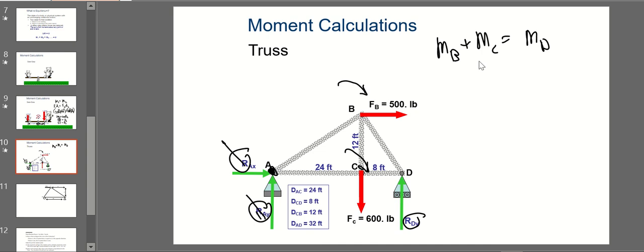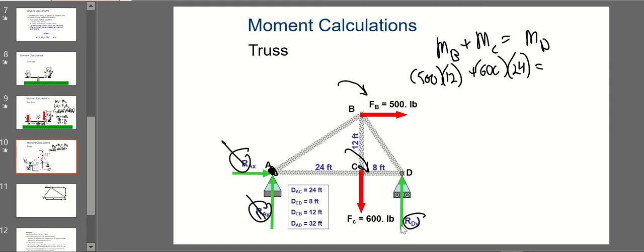So I replace each of these with force times distance. So B is, I'm going to drop the labels because I don't draw well with my pen. So I'm just going to say 500 times the perpendicular distance. Here's my force, here's my perpendicular distance, it's going to be 12. My C is going to be 600. And my perpendicular distance is going to be this way, so it's going to be 24.